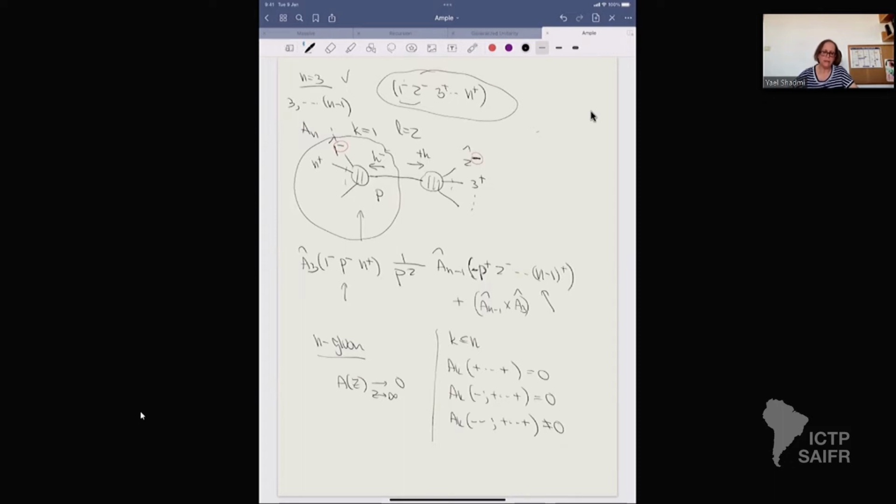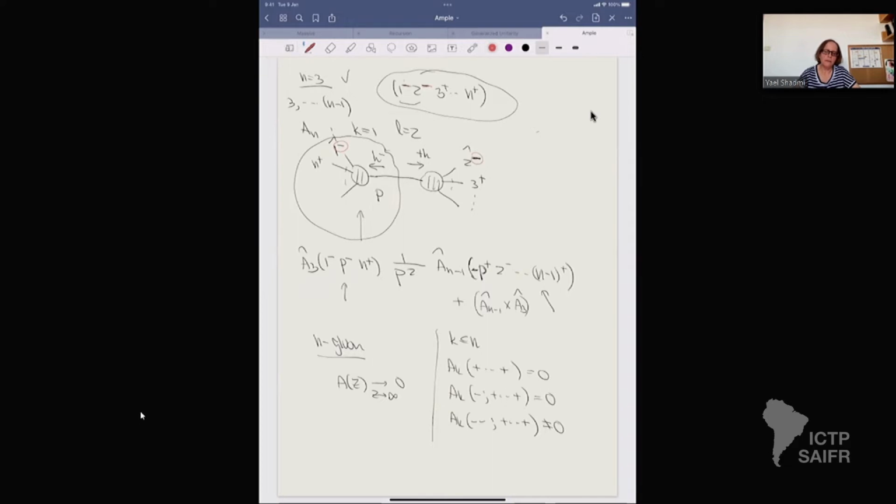Okay, so now I have an amplitude that I want to calculate with 2 minuses. These guys are minuses, everything else is plus. And so I have to look at all the possible factorizations of this amplitude.